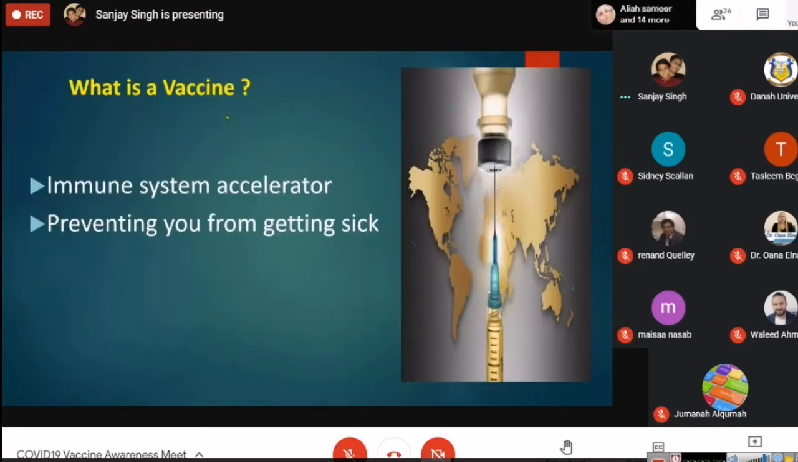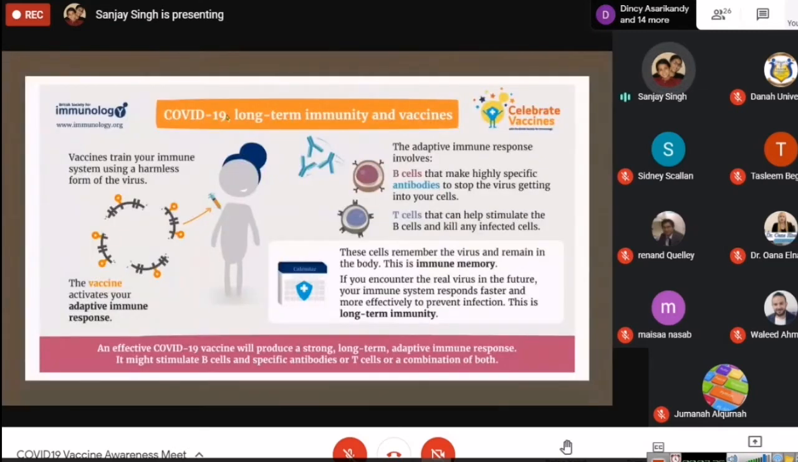So what is a vaccine? A vaccine usually accelerates the immune system of human beings, and it prevents you from getting sick. So how does the vaccine work? A vaccine challenges and trains your immune system using a harmless form of the virus, which can be part of the virus, which can be a DNA or RNA of the virus.